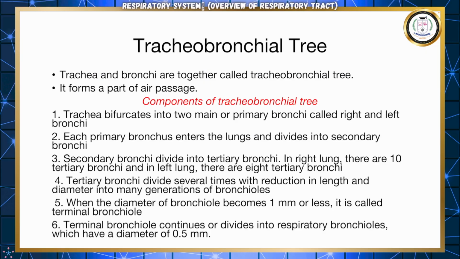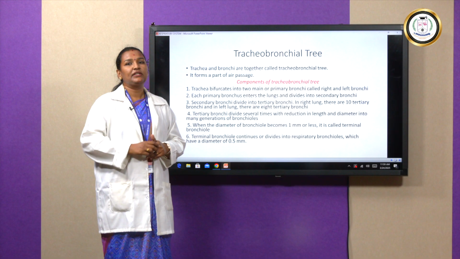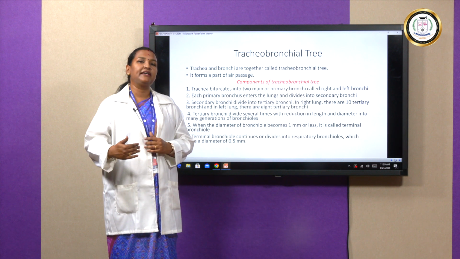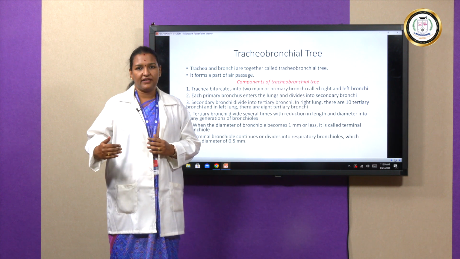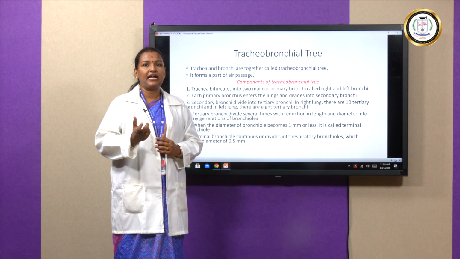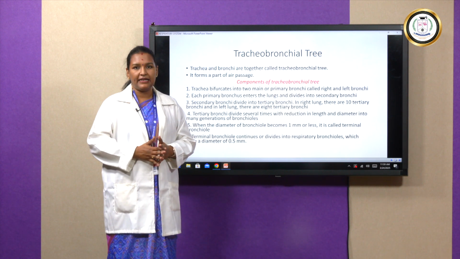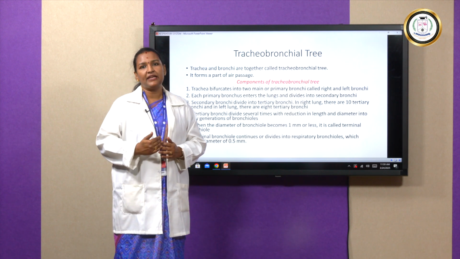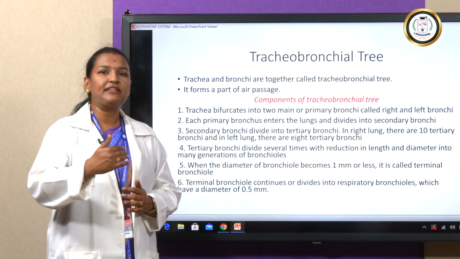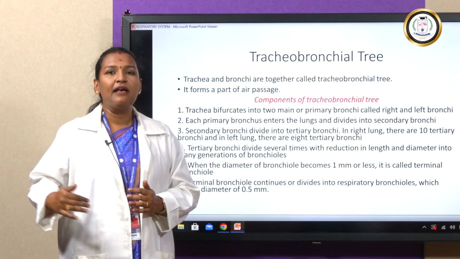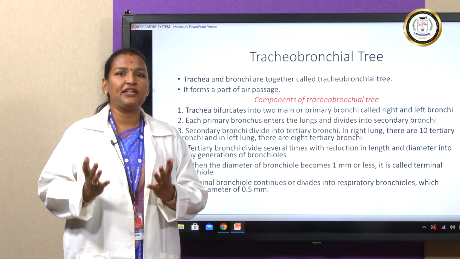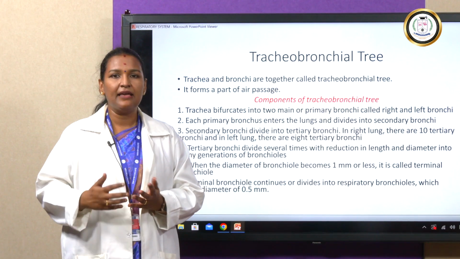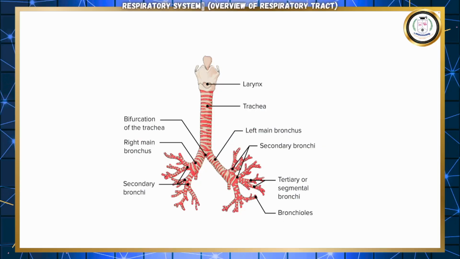When the diameter of the bronchiole becomes 1 millimeter and less, it is known as terminal bronchiole. The terminal bronchiole further subdivides into numerous small divisions. When they attain a diameter of 0.5 millimeter and less, they are called respiratory bronchiole. It is from the respiratory bronchiole that your actual functioning unit, the sites of gaseous exchange known as alveoli, begin. This is a diagram showing the tracheobronchial tree in detail.